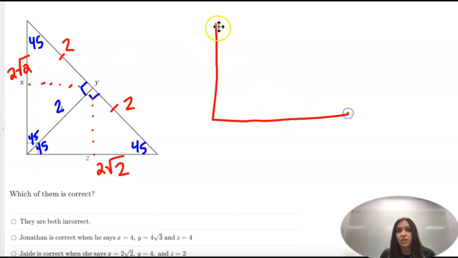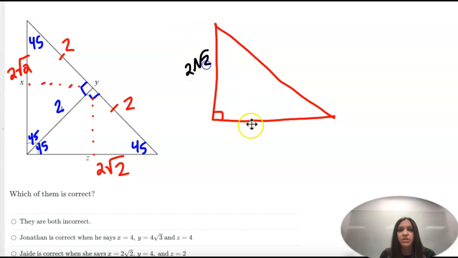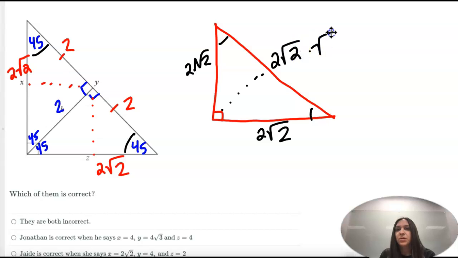So I'm going to draw the big triangle without the line through the middle. So this would be 2 square roots of 2, and this would be 2 square roots of 2, right? We have a 45, 45, 90 triangle, so those are the same. And the hypotenuse would be 2 square roots of 2 times the square root of 2.